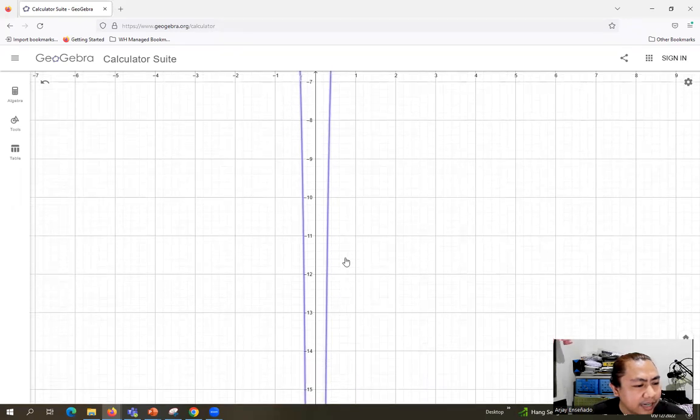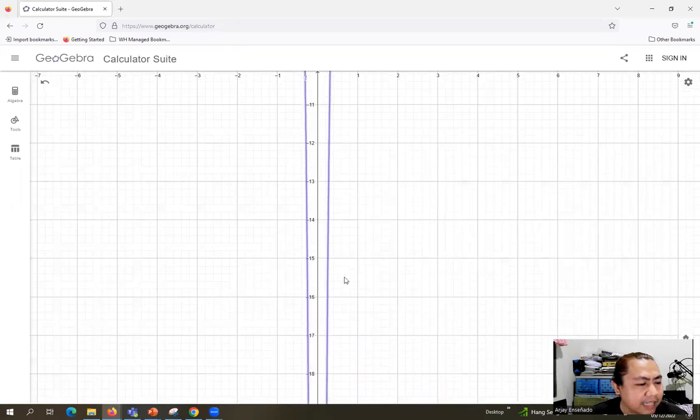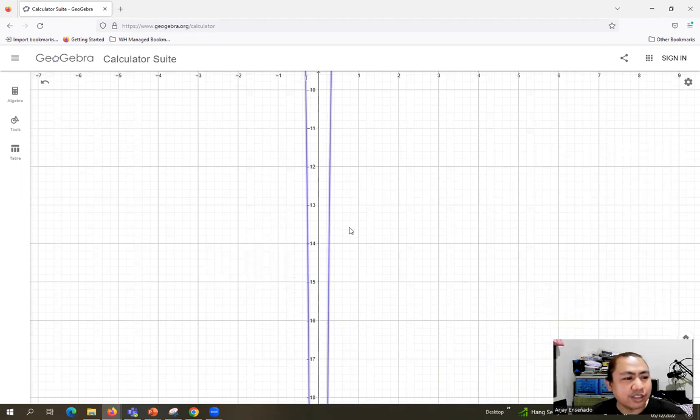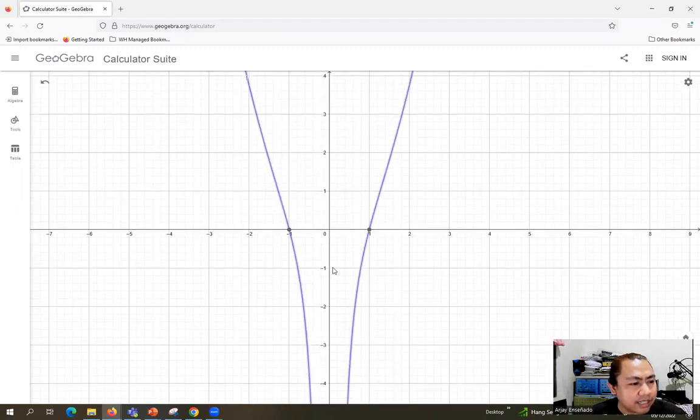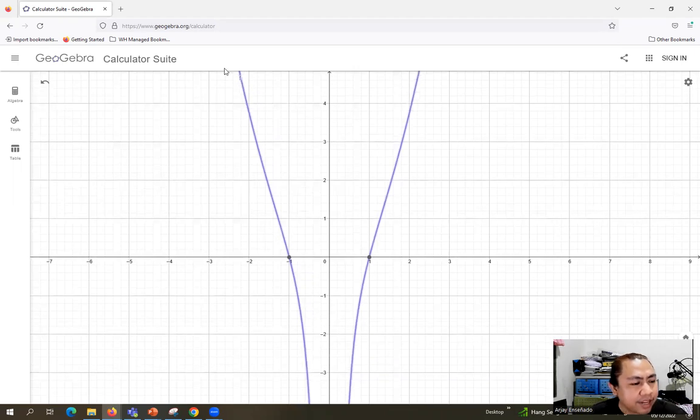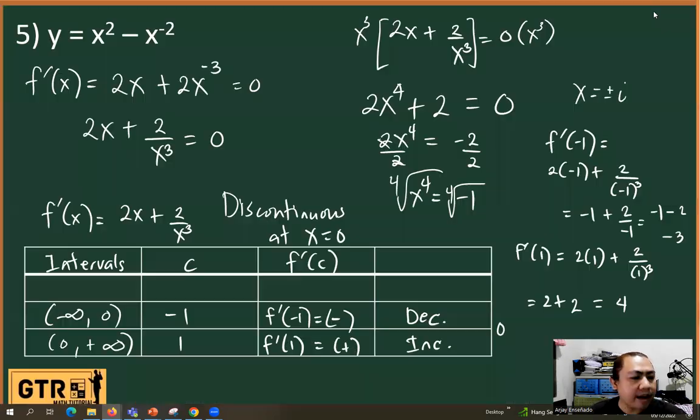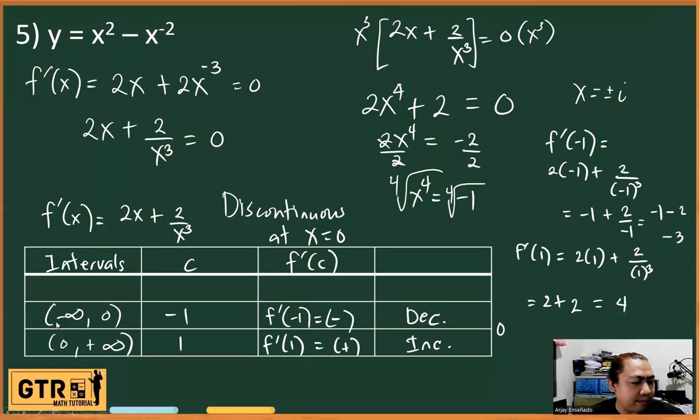Discontinuity yung sa 0. So palapit ng palapit sa 0, asymptote natin yon. Okay, so tama ang ating solution. Negative infinity to 0 is decreasing and then increasing from 0 to positive infinity.